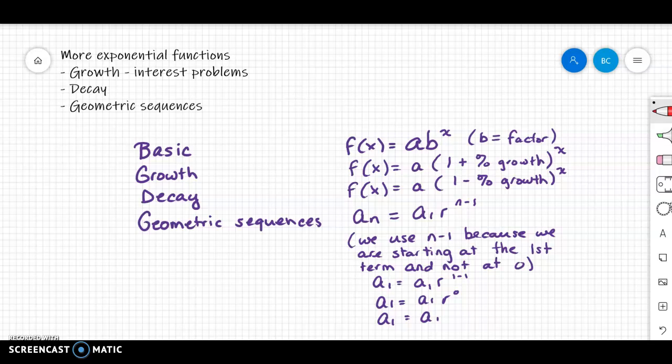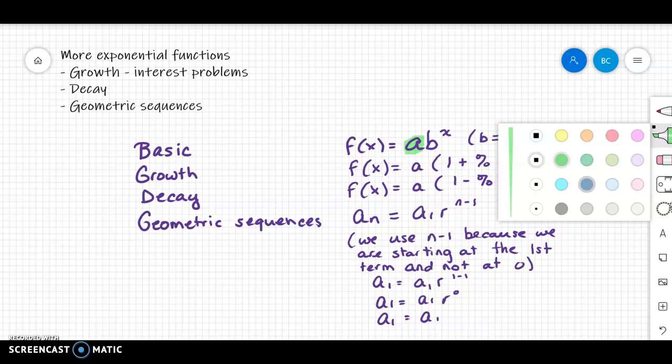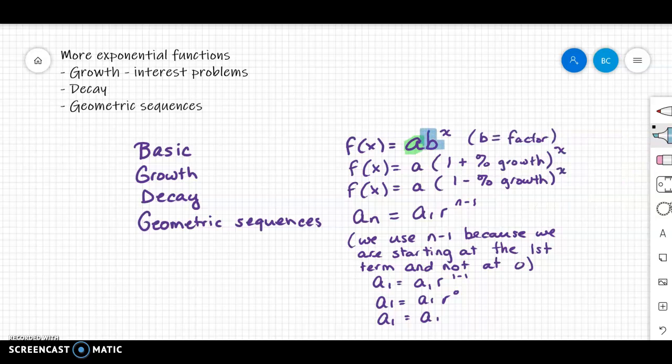So we've got the basic function, which is our beginning value of a, our growth factor of b. So in this case, it's expressed as a factor, so that means times 2, times 3, times 4. I'm just multiplying by some factor each time. That's our basic exponential function, and everything else is based on that.